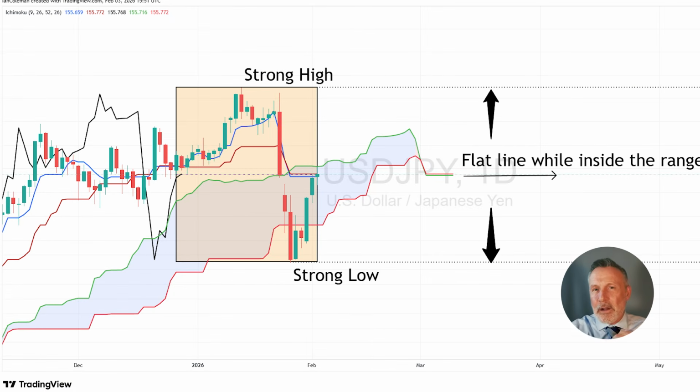And when we see the span lines flatline, it shows that no new high or low was established in the past. The asset held within a range. So why is this information important? Well, these areas are clearly defined levels where the market considers the product or the asset to be fair value or at an equilibrium zone.